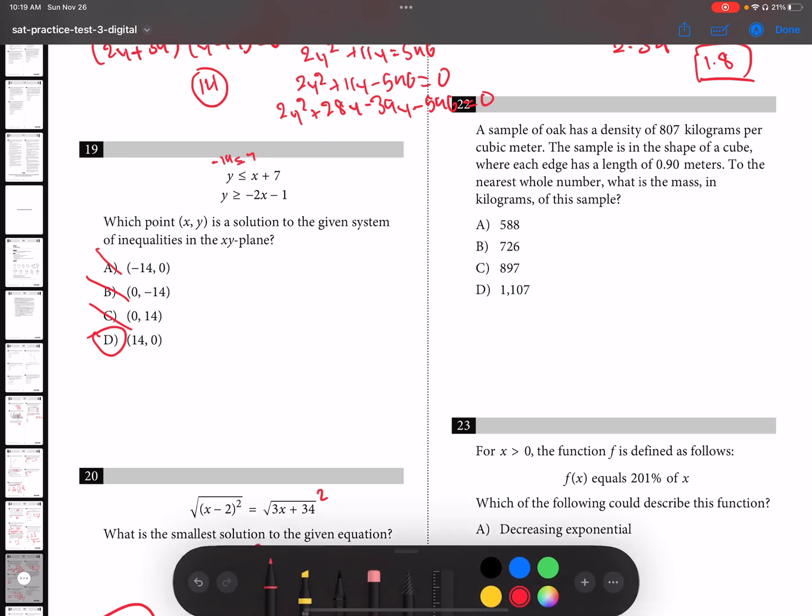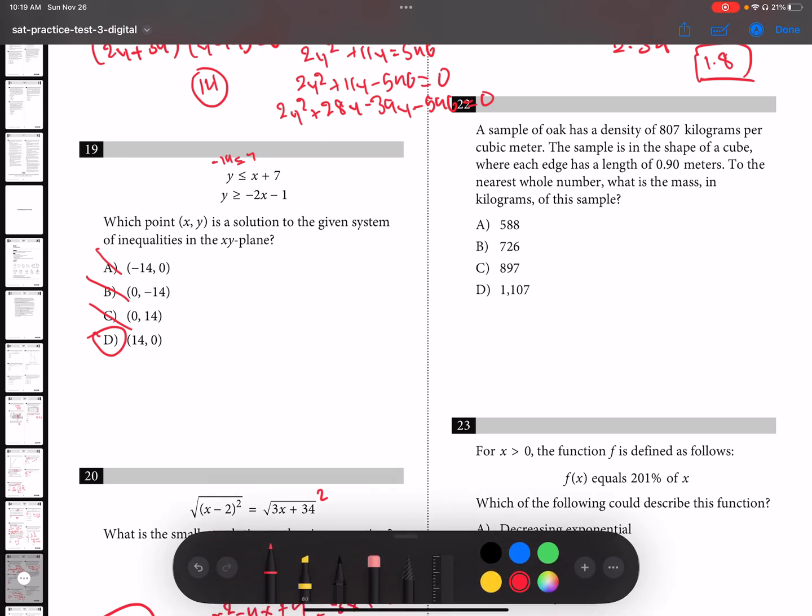Okay, 22, sample of bulk. For this one, we know the edge lengths are 0.90 meters, and the volume of the sample is 0.90 cubed. So 0.90 cubed is 0.729.